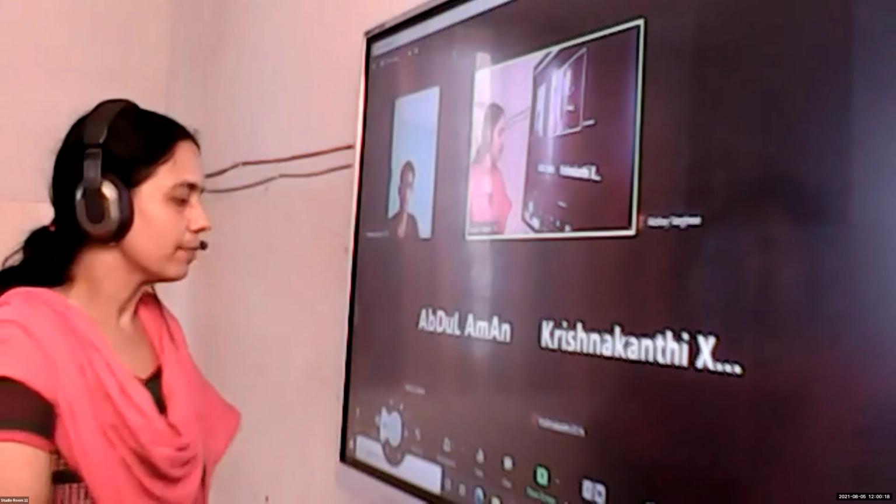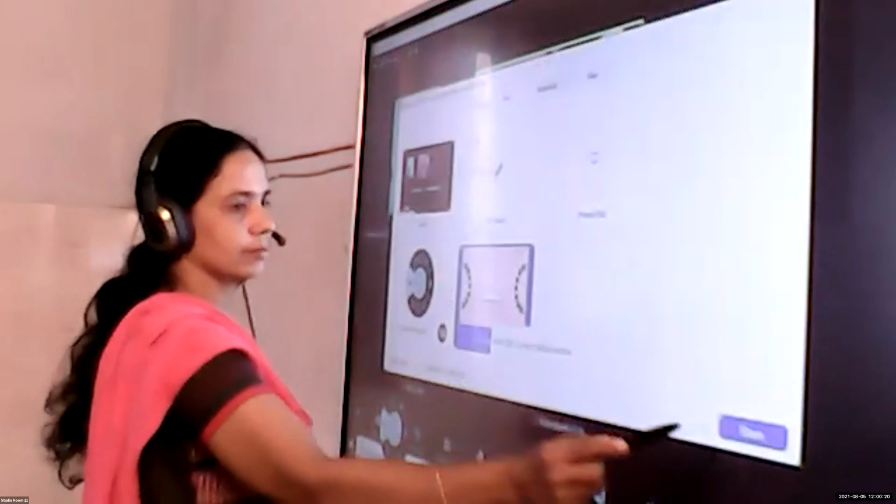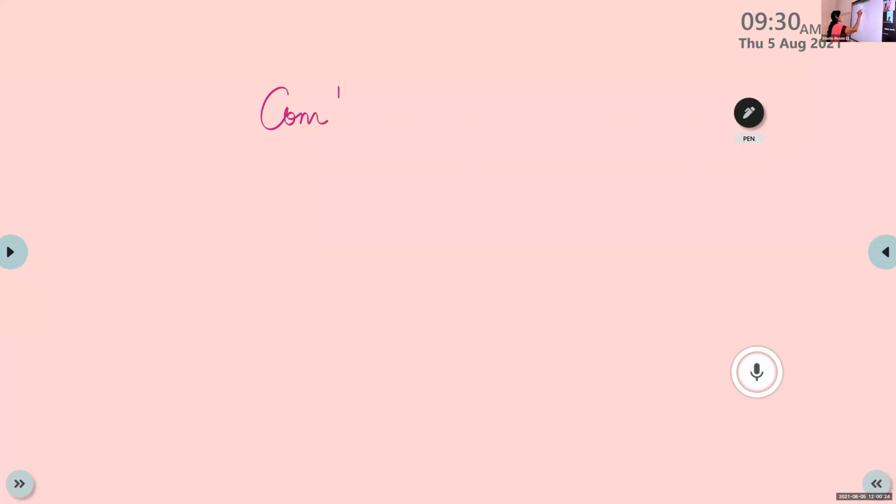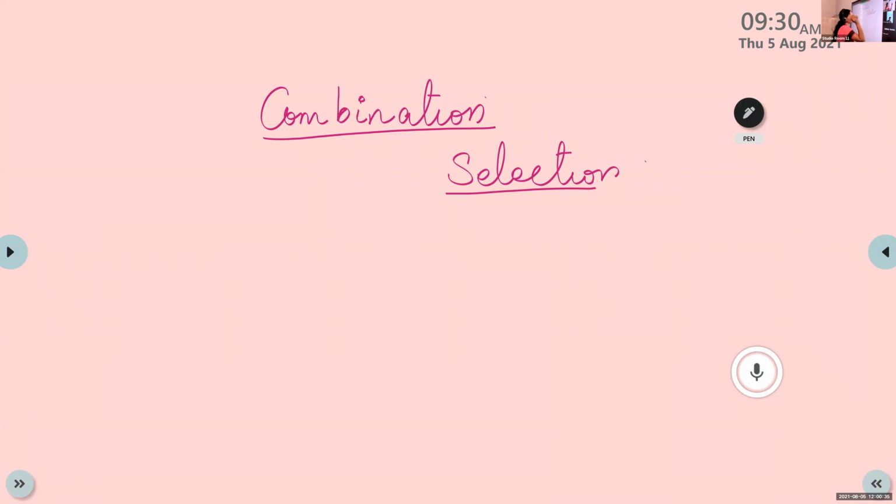So combination deals with selection. Permutation means arrangement. Combination means selection. Okay, note it down. So combination means selection.